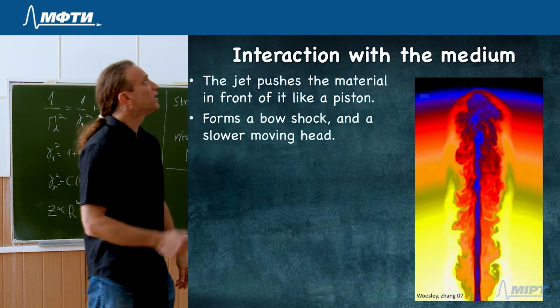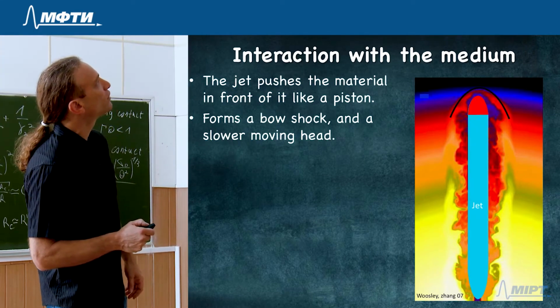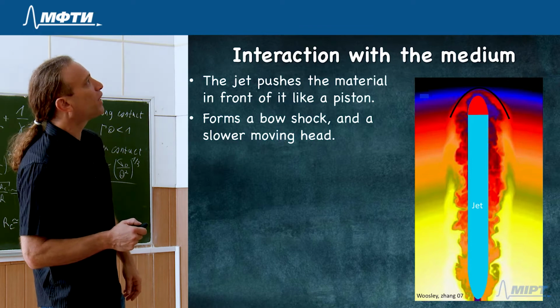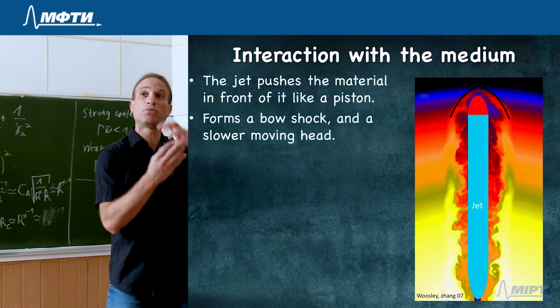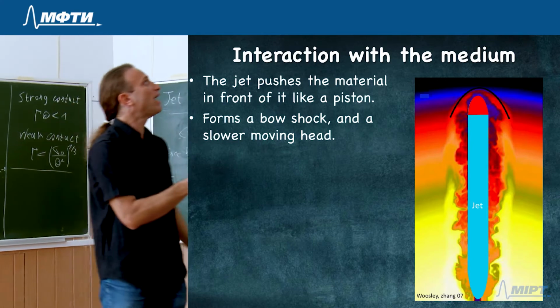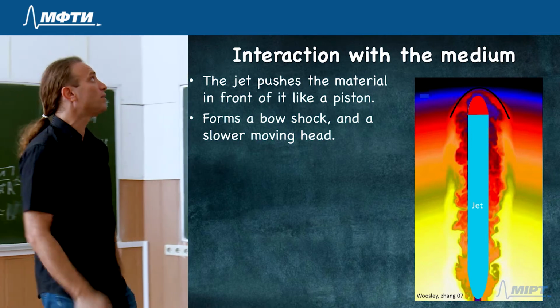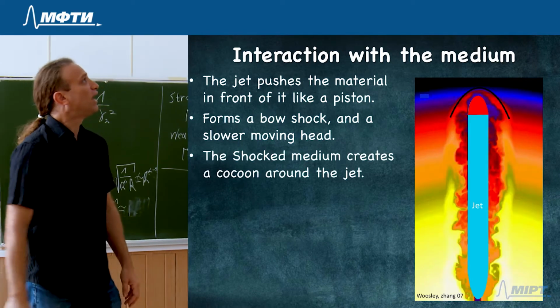So this forms a bow shock around the jet. This is the bow shock. And this part of the jet, which is also shocked, becomes to move slower than the rest of the jet material. So I have a bow shock, I have a reverse shock, and this is the head. I call it the head. This part moves slower than the rest of the jet.